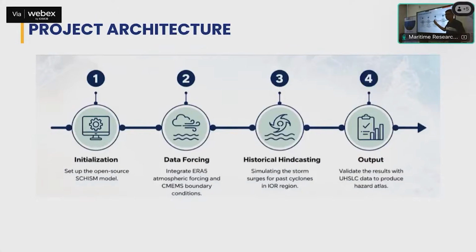So, this is the architecture. Step two is integrating the wind and pressure data for dynamic forcing and setting up the boundary conditions. Step three is simulating the model for the past cycle. And step four is validating those.